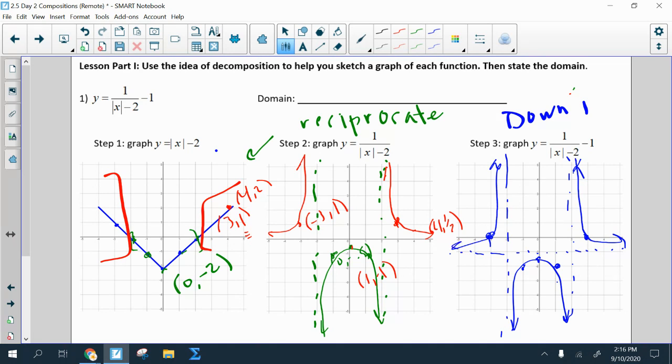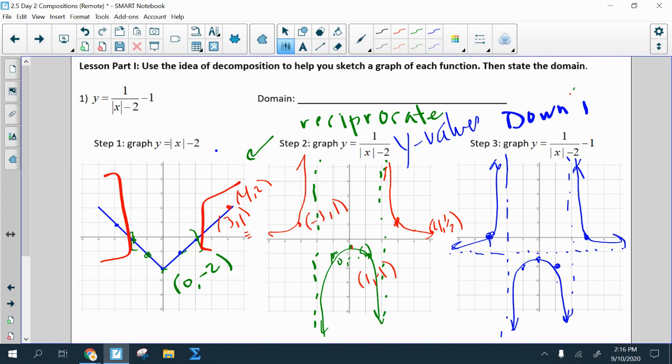Yes, you will be expected to do this without a calculator. So you'll want to practice this. And you might want to be able to explain your steps as well. So knowing that the first thing we did was graph the absolute value of x minus 2, then we reciprocated the y values. So I'm going to write that again, reciprocate y values. And then we shifted, okay?